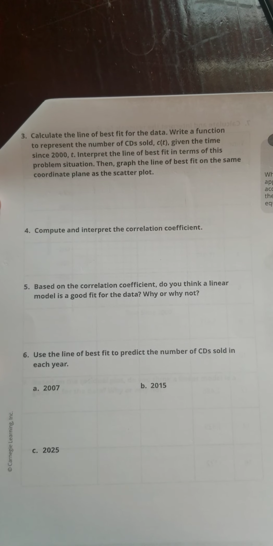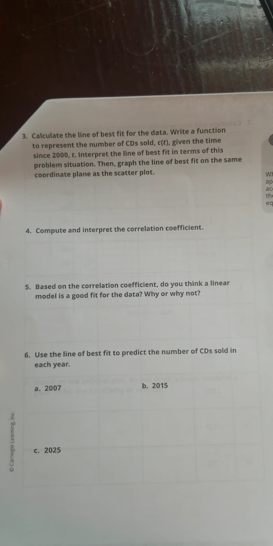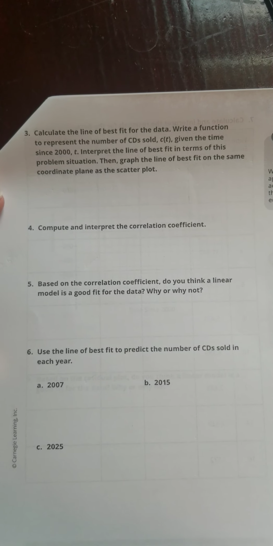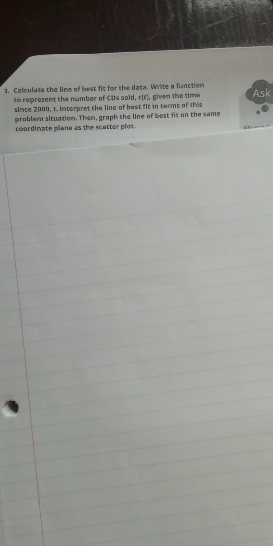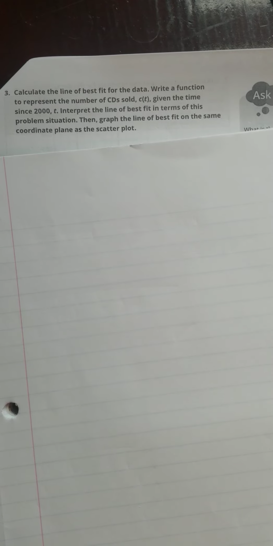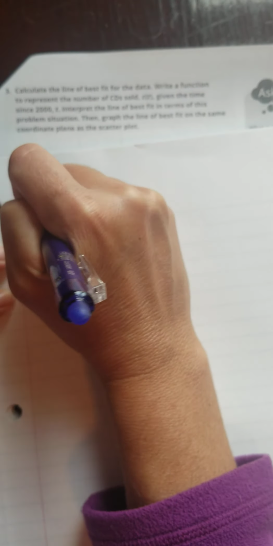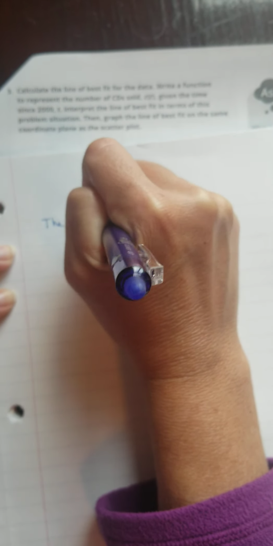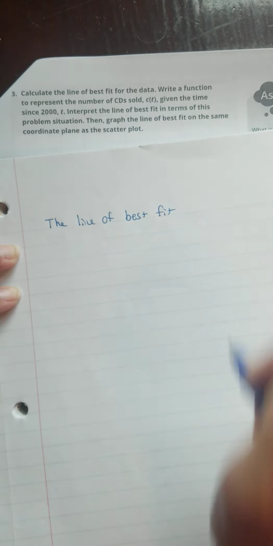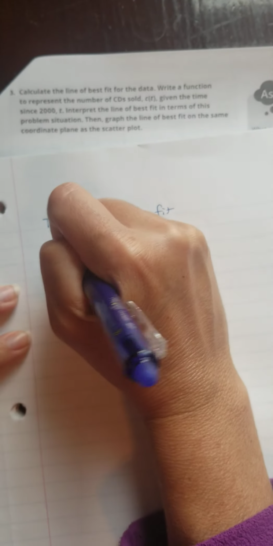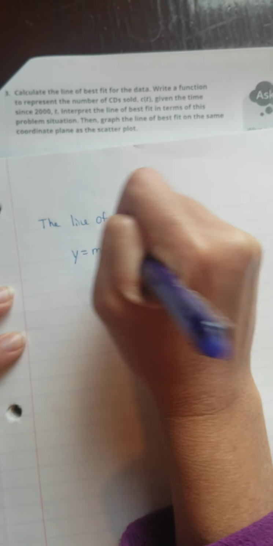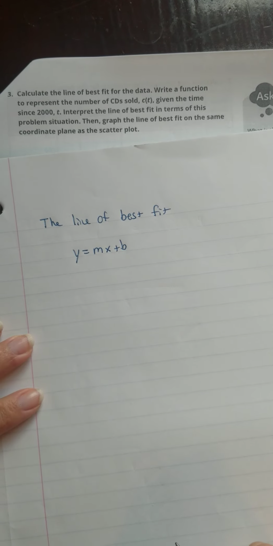Number 3, calculate the line of best fit for the data. Write a function to represent the number of CDs given the time since 2000. Interpret the line of best fit in terms of this problem situation. Then graph the line of best fit on the same coordinate plane as the scatter plot. I'm going to take some notebook paper to show you how to calculate the line of best fit by hand. You can do this in the calculator and form the regression line. We're going to use y equals mx plus b. Hopefully you've done some practice through Khan Academy on this.